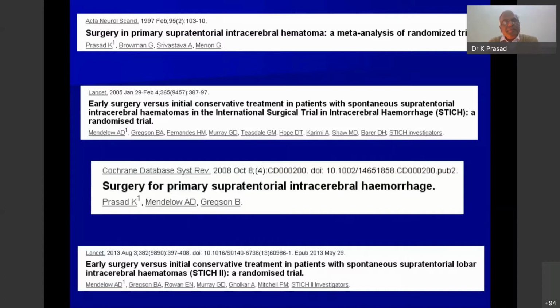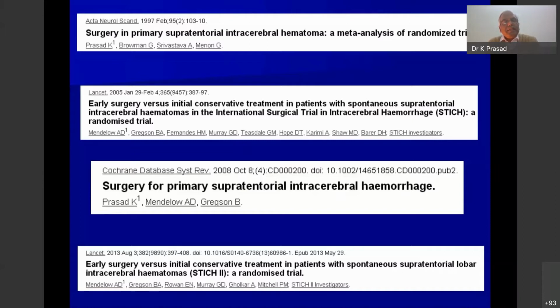I was really motivated to write a meta-analysis of randomized trials of the role of surgery in primary supratentorial intracerebral hemorrhage. And this was one of my assignments, which I published also in Acta Neurologica Scandinavica. This also became a Cochrane review after people came to know. They asked me to turn it into a Cochrane review.